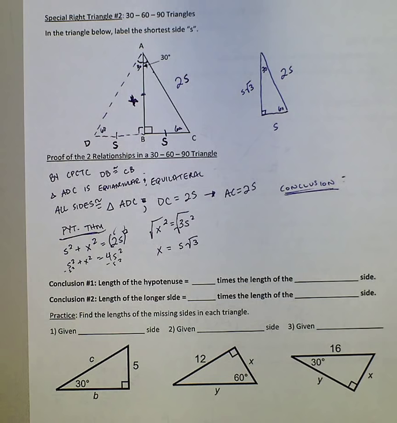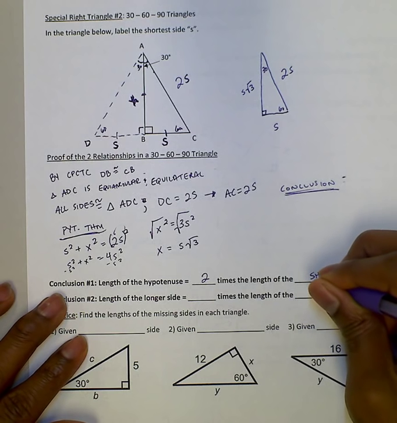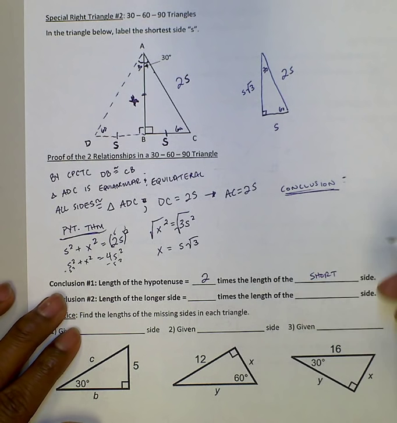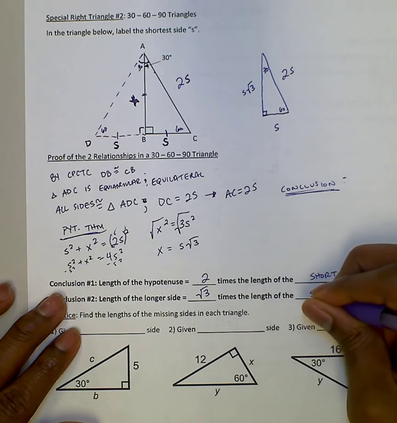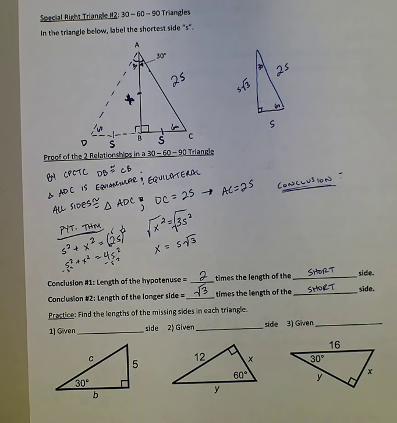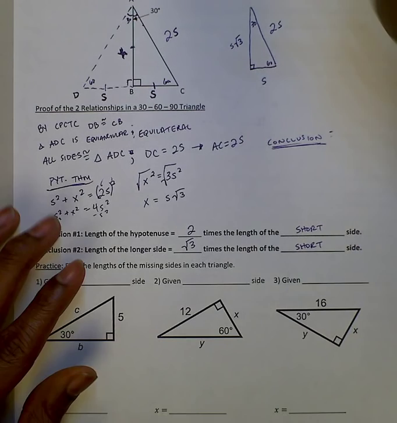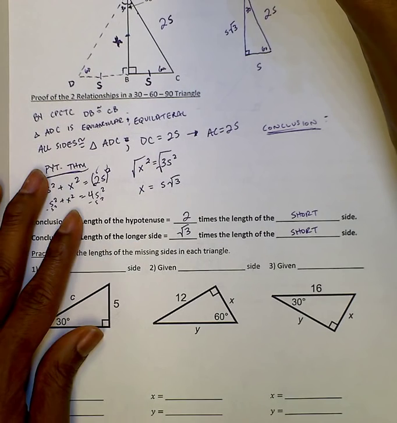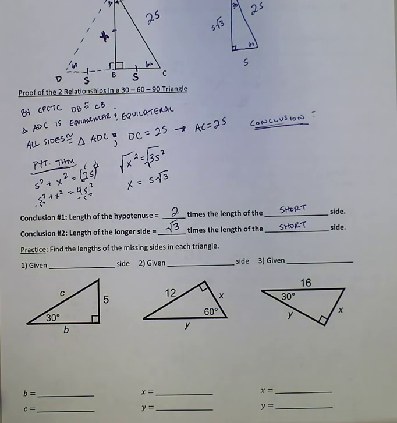So the length of the hypotenuse is going to be 2 times the length of the short side. The length of the longer side is going to be radical 3 times the length of the short side. So it's important that the short side is important to find. Usually if we're given any other side, we'll first find the short side, because everything else can be found using the short side. So let's look at these possible situations.